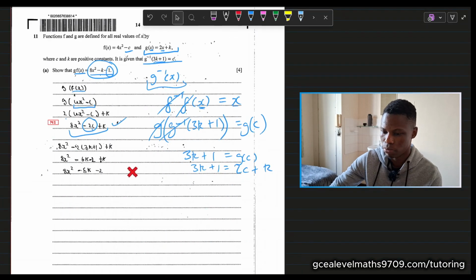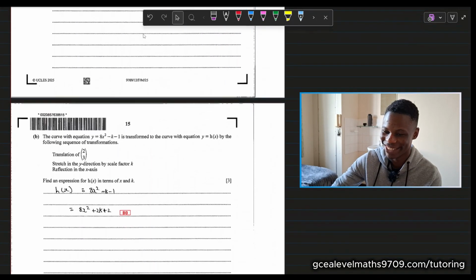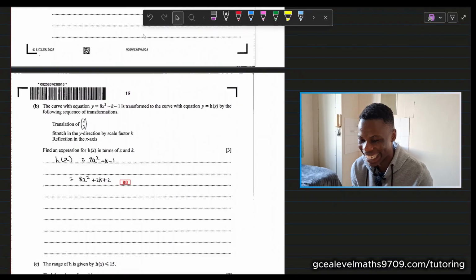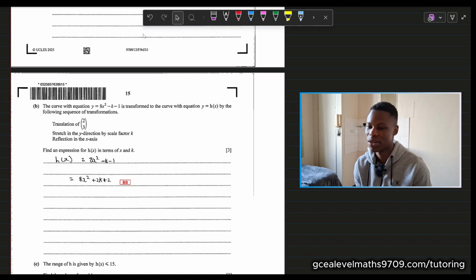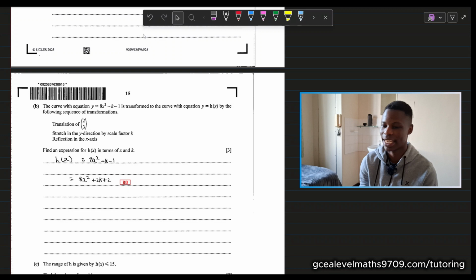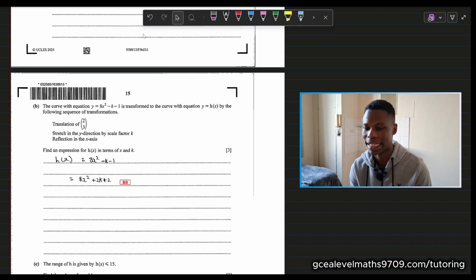Then we go into part B. What happens in part B? Part B is transformations. Yeah, transformations, they're a nightmare. So here we have that the curve with the equation y equals 8x squared minus k minus 1 is transformed to the curve with the equation y equals h of x, by the following sequence of transformations: a translation of (2, 3), a stretch in the y direction by scale factor k, and a reflection in the x-axis.